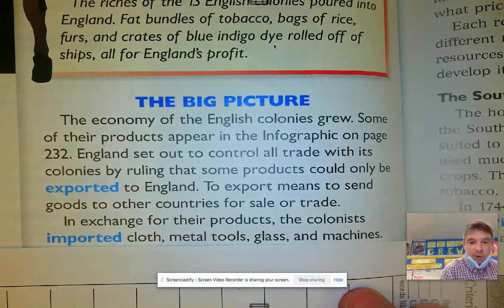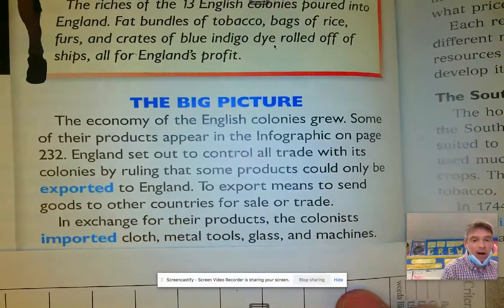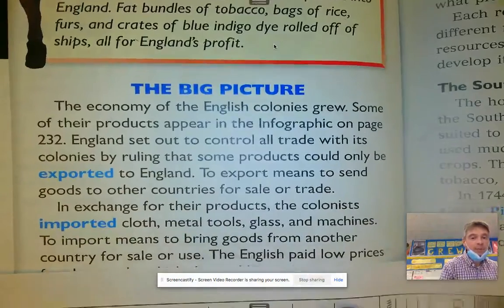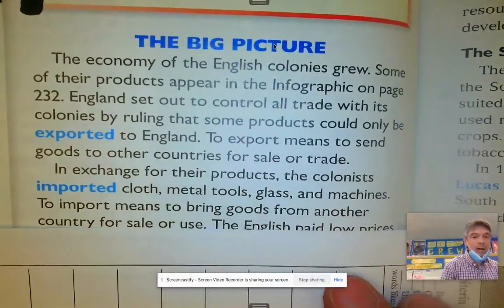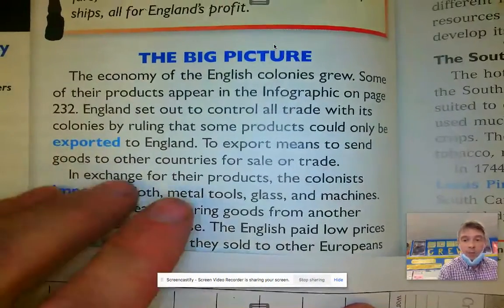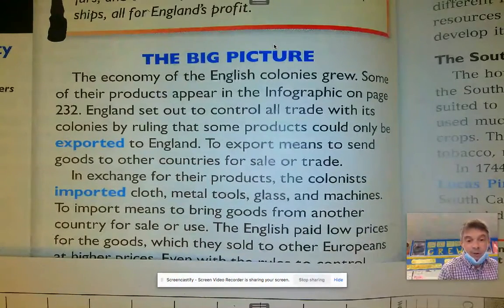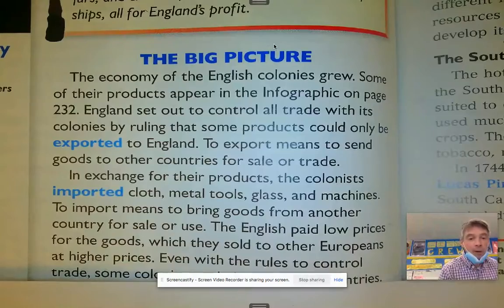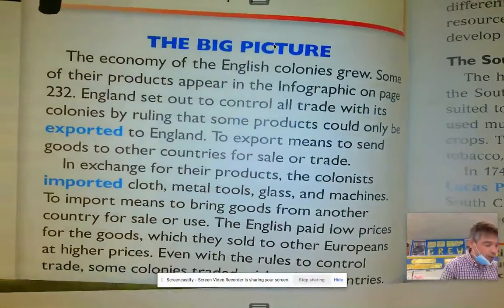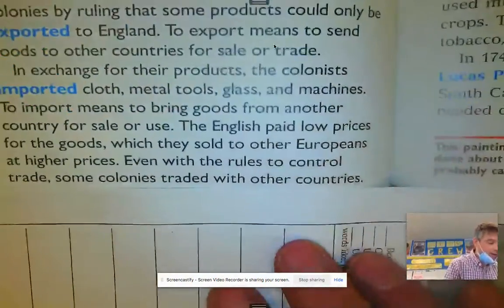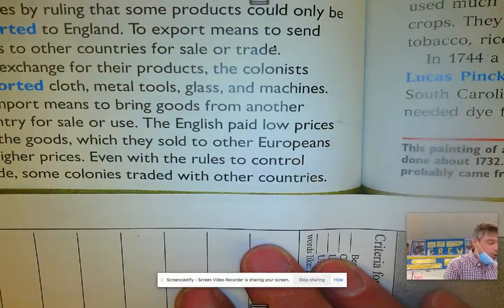In exchange for their products, the colonists imported cloth, metal tools, glass, and machines. To import means to bring goods from another country for the sale or use. The English paid low prices for the goods, which they sold to other Europeans at higher prices. Even with the rules to control trade, some colonies traded with other countries.